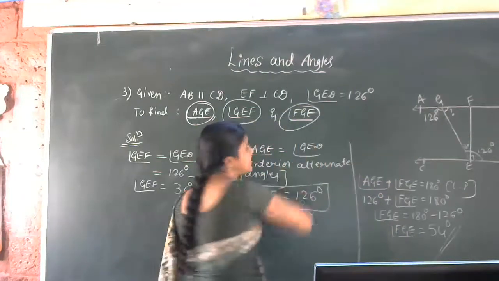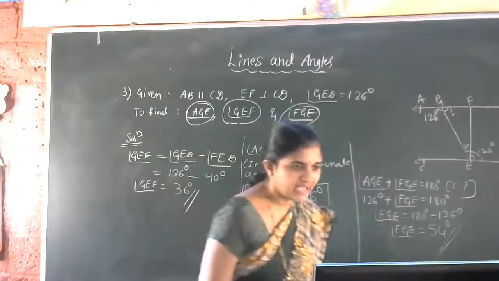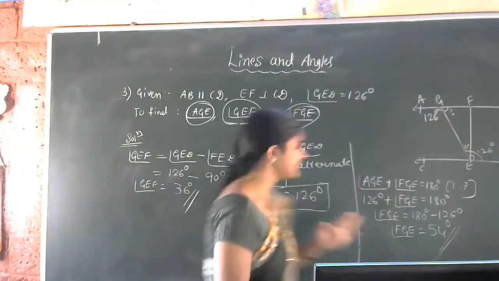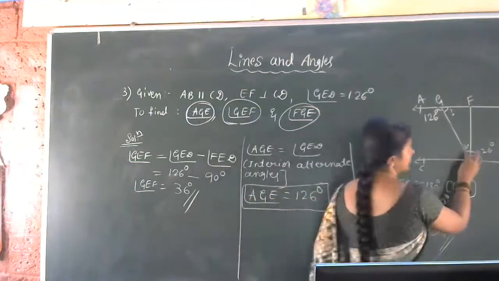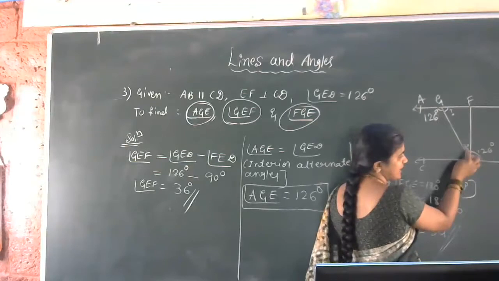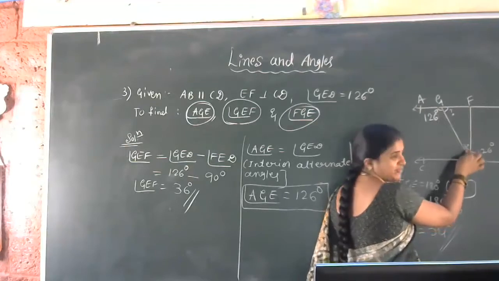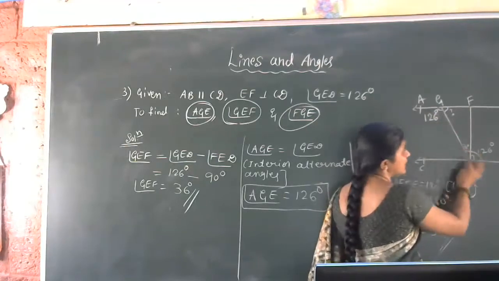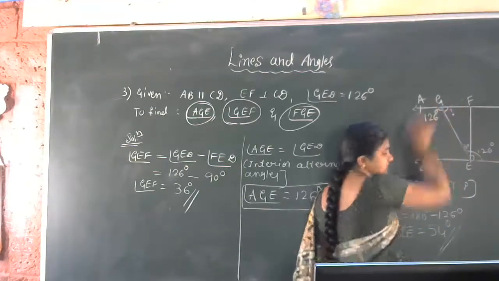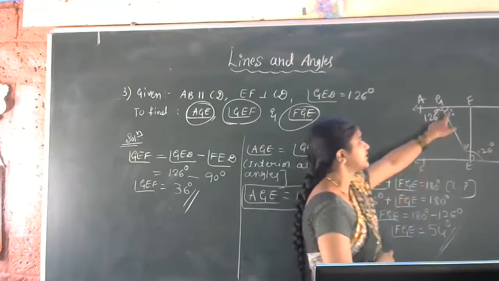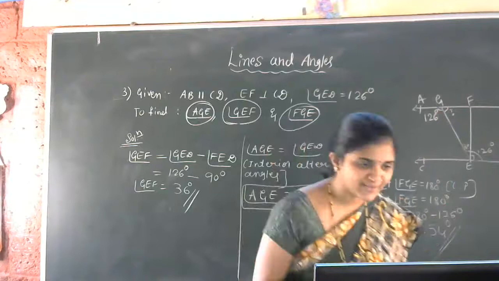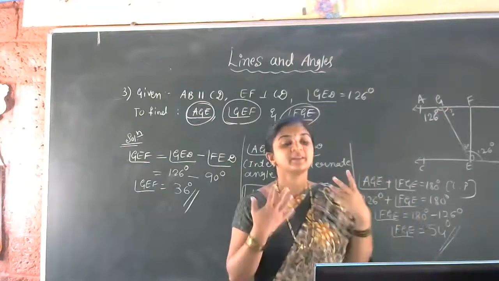All three angles we can easily work out in 2 to 3 minutes. First, the total angle is 126 and this is 90, so 126 minus 90 gives angle GEF. Then we observe the interior alternate angle concept: if this one is 126 degrees, this is also 126 degrees. For the third angle, we use the linear pair topic. Is that clear, students? This is the explanation of the third question.